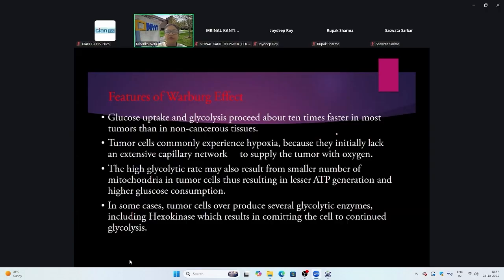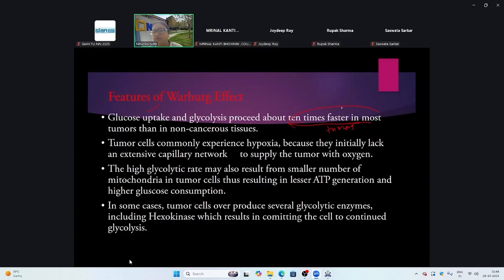And so, same thing that I just said. Okay. So what's going to happen because of this Warburg effect now in totality? You have your glucose uptake. It's about 10 times faster. Okay, so it's 10 times faster in the tumors.